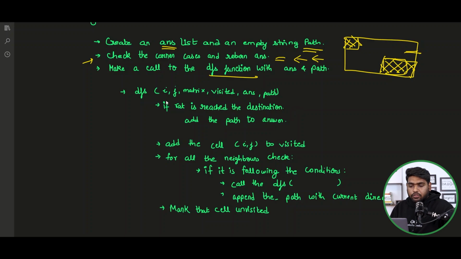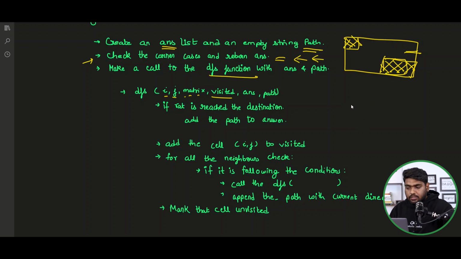Let's talk about the parameters of the DFS function. We have i, j. i, j means the current cell that you are in. You need to give the coordinates of that. Then the matrix, and then you have to pass on visited. Visited again could be any data structure. It could be a set or an array, up to you how you are creating the DFS function.